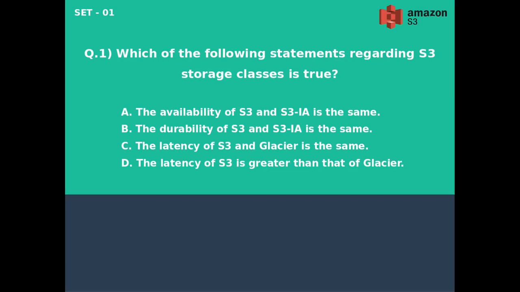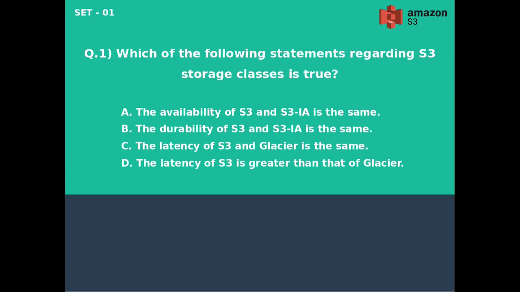Which of the following statements regarding S3 storage class is true? Option A. The availability of S3 and S3 IA infrequent access is the same. Option B. The durability of S3 and S3 IA is the same. Option C. The latency of S3 and Glacier is the same. Option D is the latency of S3 is greater than that of Glacier.